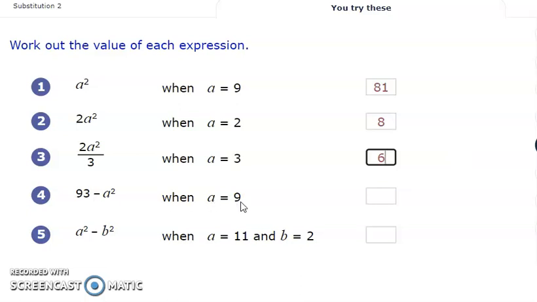93 minus a square. A is 9, so a square is 81. 93 minus 81 is 12. And when a is equal to 11 and b is equal to 2, a square will be 121 and minus b square is 4. 121 minus 4 is 117.